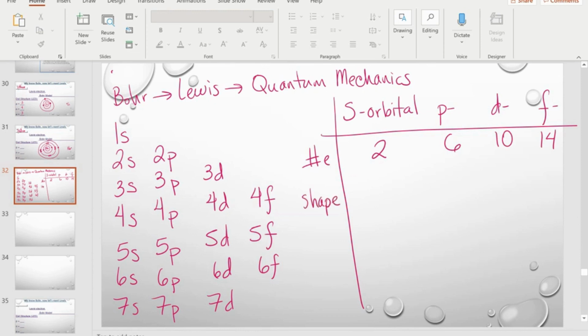Now, the shape of an s orbital is a sphere, like a circle. A p orbital looks like a dumbbell. A d orbital looks like a flower. And an f orbital is kind of hard to draw on the flat. It's like a d, but it has a dumbbell that comes out and back.